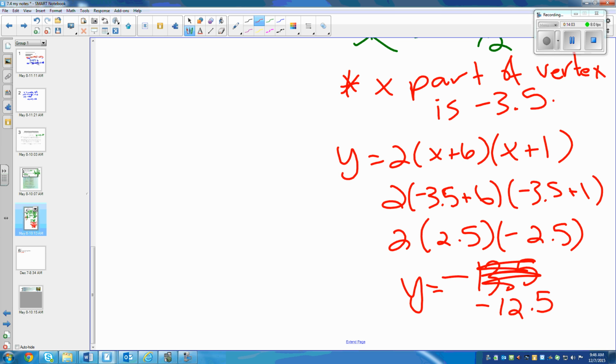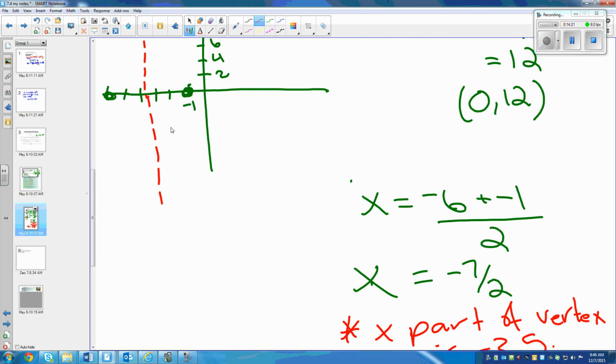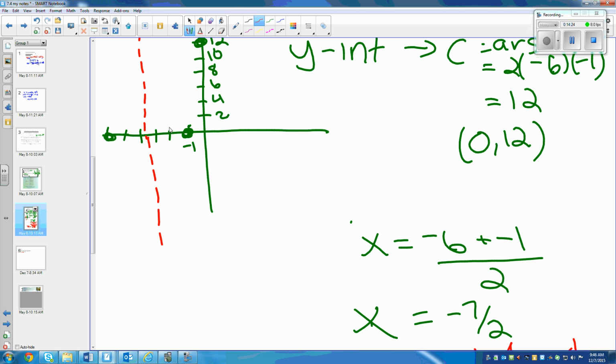Now, what does this mean? It means that our vertex is -3.5, -12.5. So scroll all the way up, and we go down -2, -4, -6, -8, -10, -12. That vertex is down here, and then finally, we're actually able to draw our nice curvy parabola, like the question asked us in the beginning.